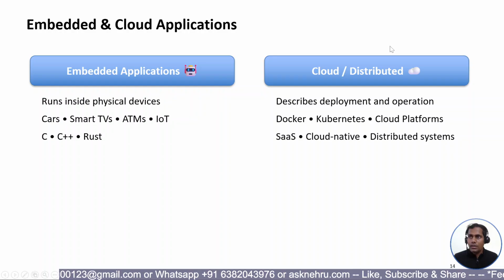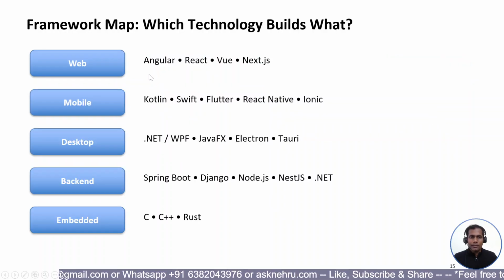Next, we should understand about different frameworks. Okay. We can say framework map. Now we understand the application types. The next question is which technologies can we use to build them? That is there, right?